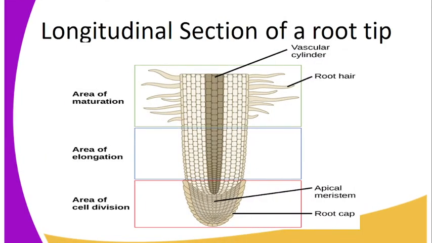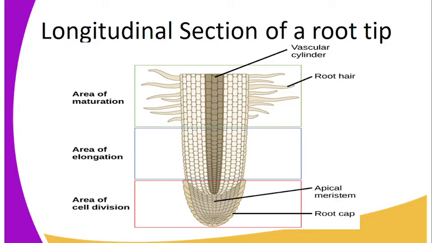So as we have said earlier, primary growth takes place in the apical meristems of the shoot and the roots. Good. So as you can see, this is the picture of our root. We have the root cap. The root cap protects what? The apical meristem.